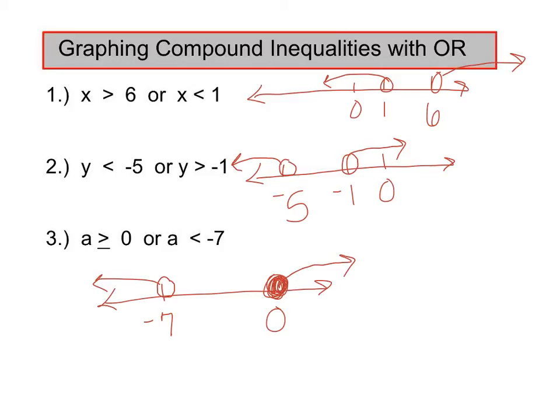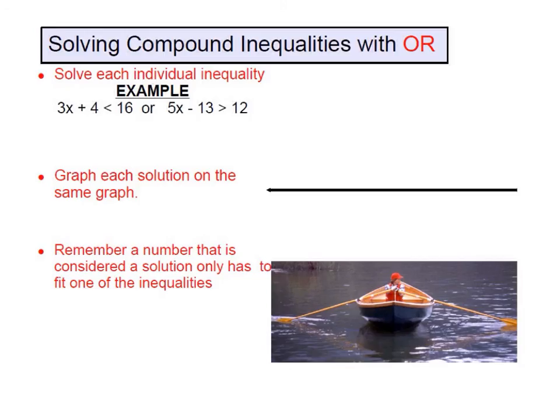Now, let's look at how we solve and graph an OR inequality. Just like we did with our inequalities that have "and" in the middle, we're going to solve each individual piece of this inequality. So let's begin with the first part. 3x plus 4 is less than 16. Let's take away 4 on both sides so that we have 3x is less than 12. Let's divide by 3 on both sides until we see our answer of x is less than 4.